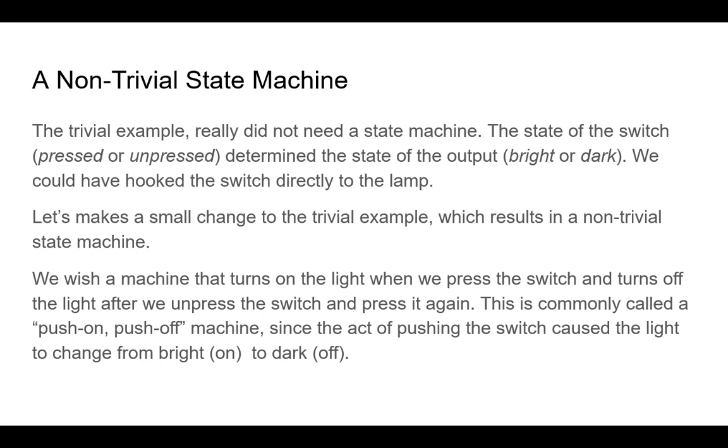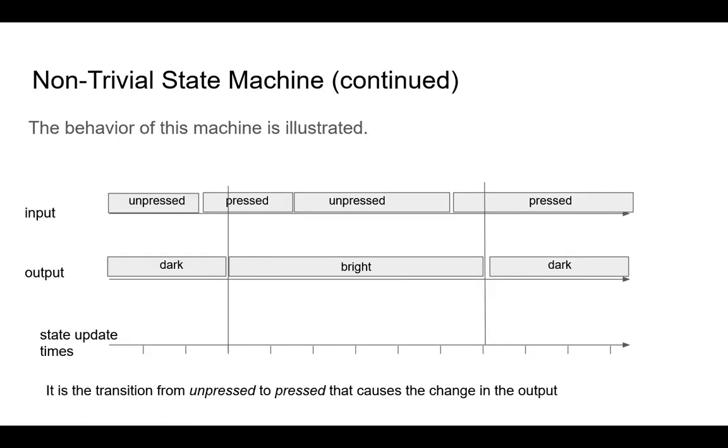So we push the switch down, so it goes from unpressed to pressed, and that will change the state of the light. If it's dark, it'll go bright. If it's bright, it'll go dark. When we let up the switch, nothing happens, but when we press the switch again, then it will also toggle the light. So it'll go from dark to bright or bright to dark. Okay, so that's the kind of machine we're trying to build. This is going to require a state machine. So this is basically what it would look like in our timeline.